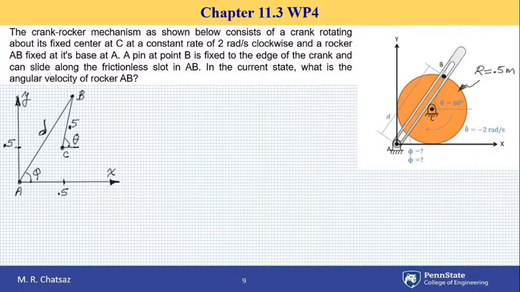If the circular crank can turn with a speed of 2 radians per second in clockwise direction, what is the rotational speed of rocker AB?